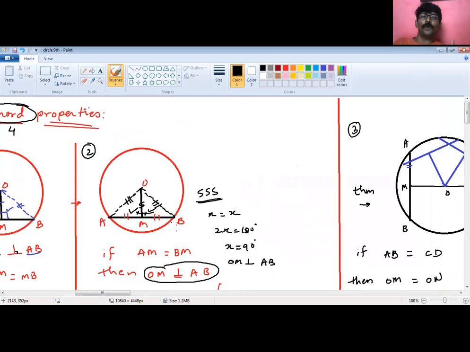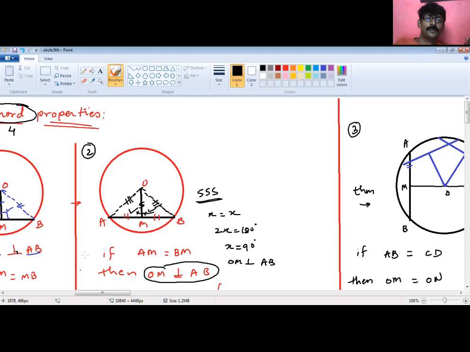So how will we write it down? What is given over here first of all? A line drawn from the center to the midpoint of this chord. So if M is a midpoint, that means AM is equal to BM. It is given to you. I'll repeat, AM is equal to BM. It is given to you, isn't it? Next, we have to prove that OM is perpendicular to AB. This is what we have to prove.